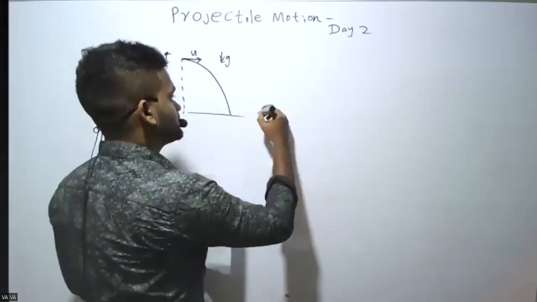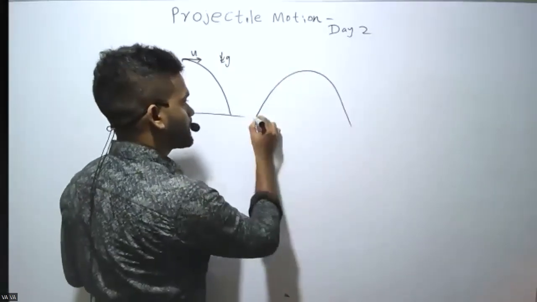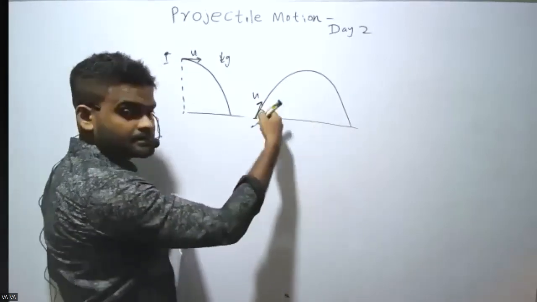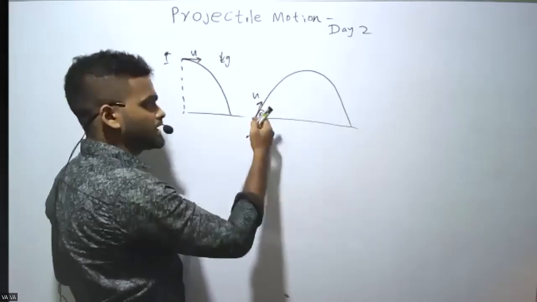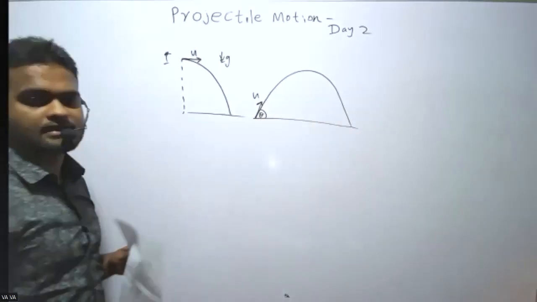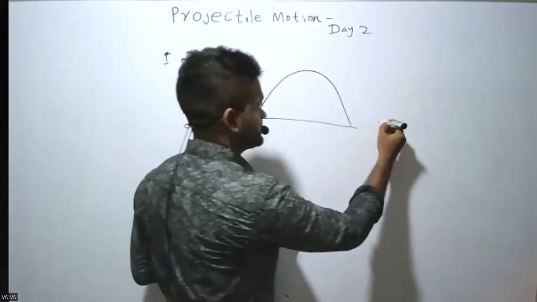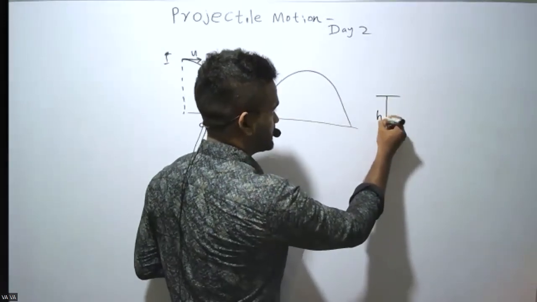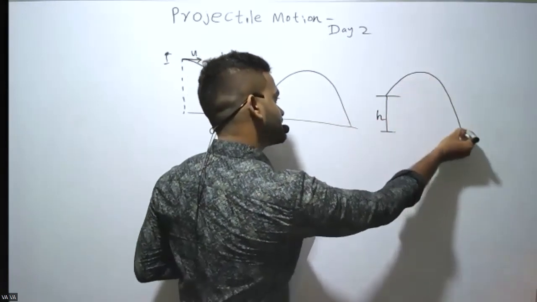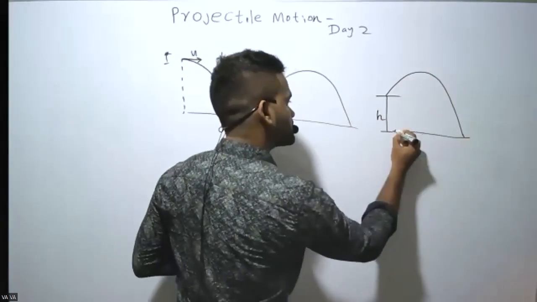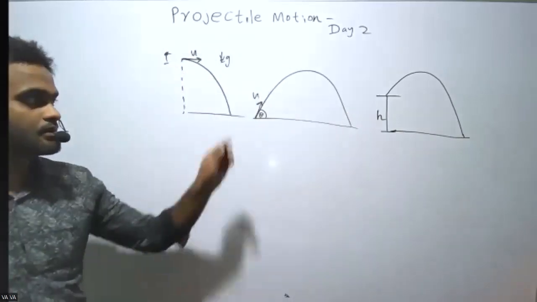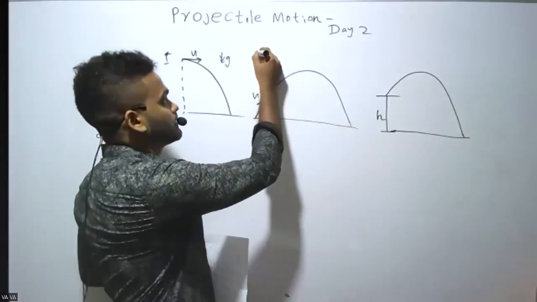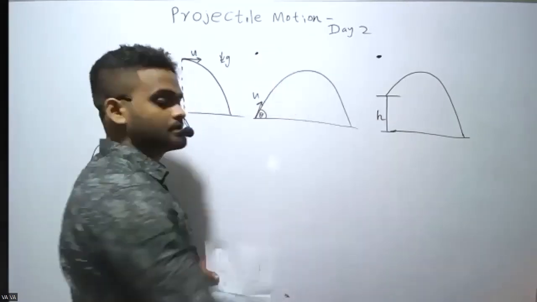The other one is like this. There's U, then there's T. Then they might ask horizontal range, maximum height, flying time, those kinds of stuff. The other type is projected from a height. Let's say simple h, and it is projected like this. So these are the three main types you would get questions from in projectile motion, right? You can take this down.